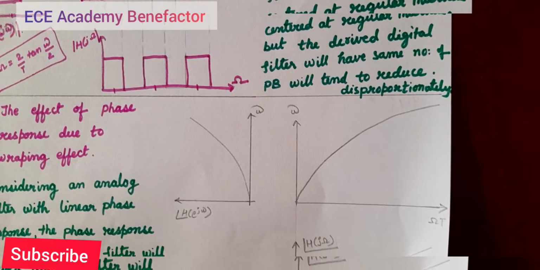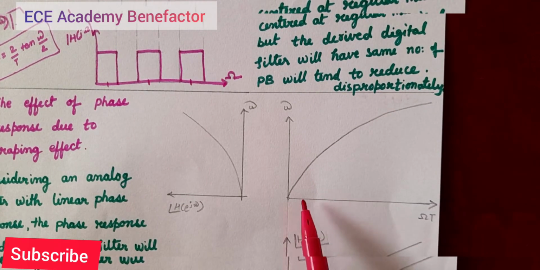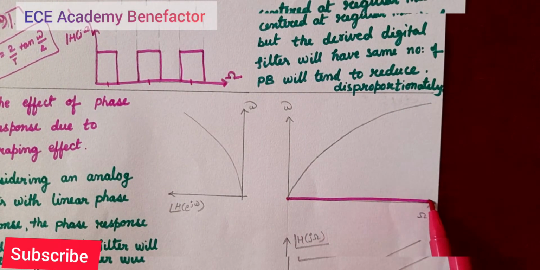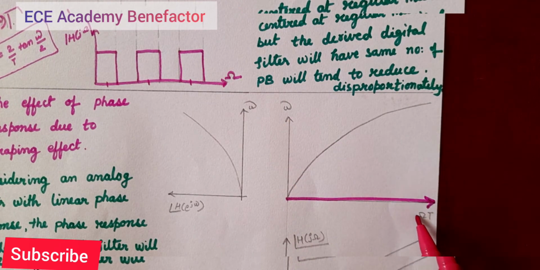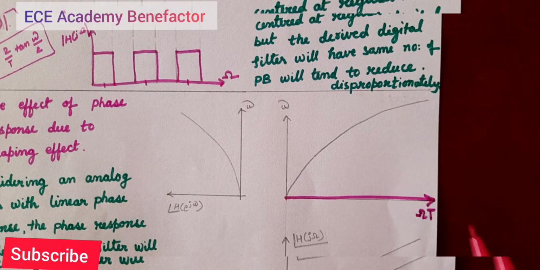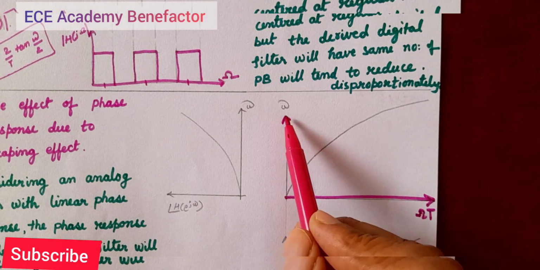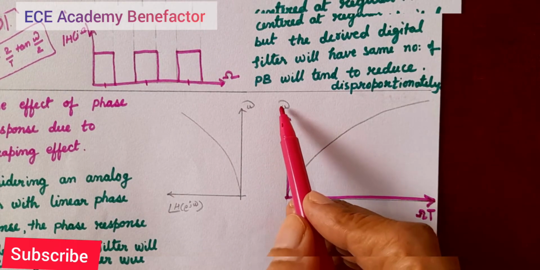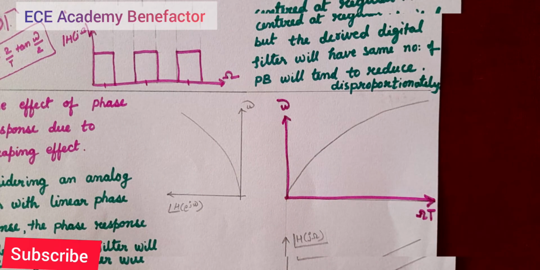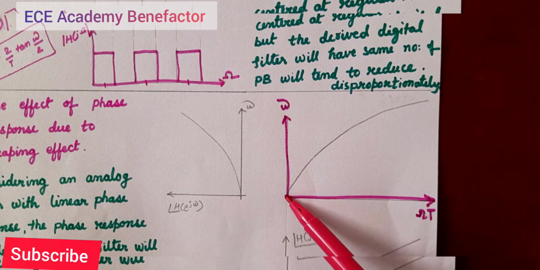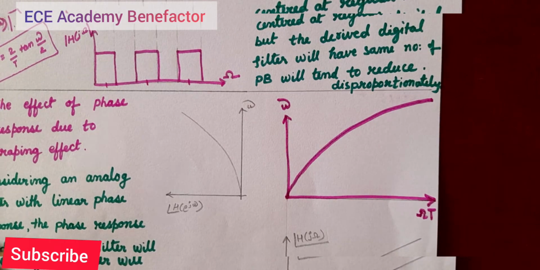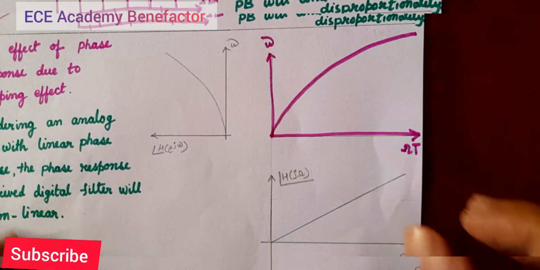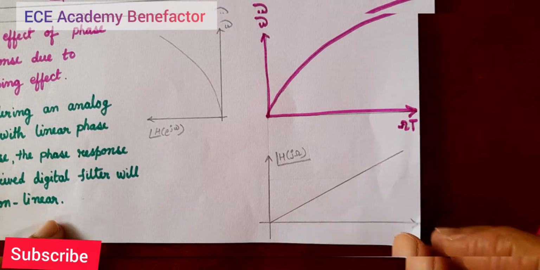Let us see the phase response graph. So again we have to draw the graph, the relation graph between ohm T and omega. Okay, so this is a non-linear graph we are getting like this. Now, we have already drawn it here.